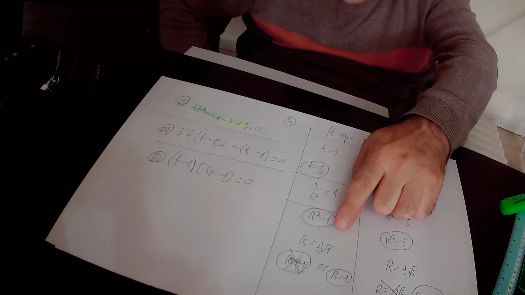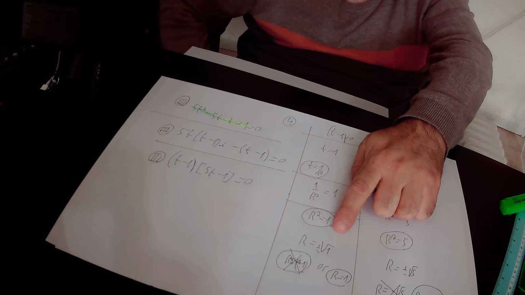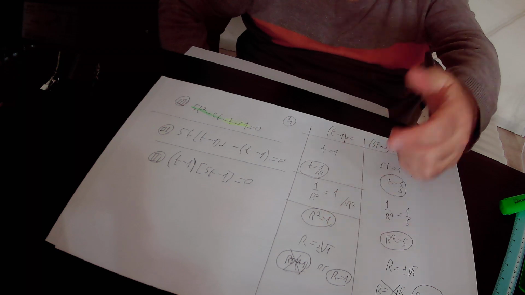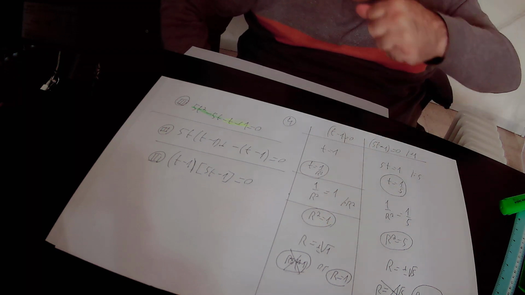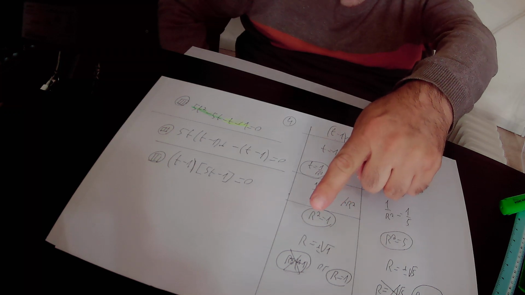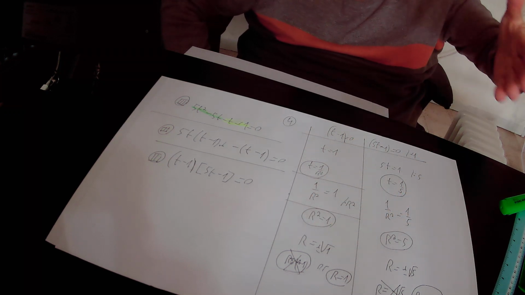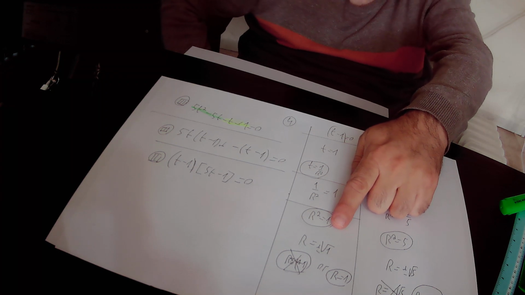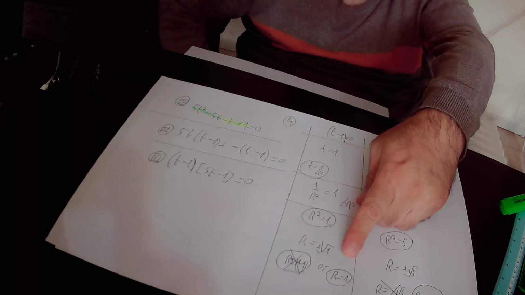R cannot be equal to the negative square root of 1. The negative square root of 1 is minus 1. R cannot be equal to minus 1 because R is a length and the length must be a positive number. Therefore, R cannot be equal to minus 1. So we cancel this solution and we are left only with the second solution that R equals to the positive square root of 1. The positive square root of 1 is 1. So R equals to 1.